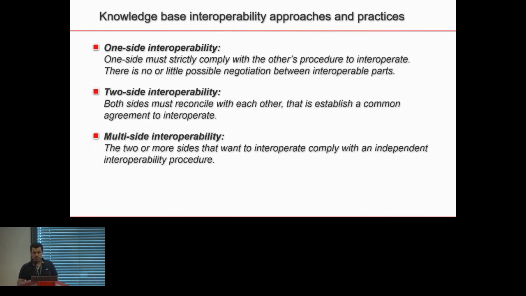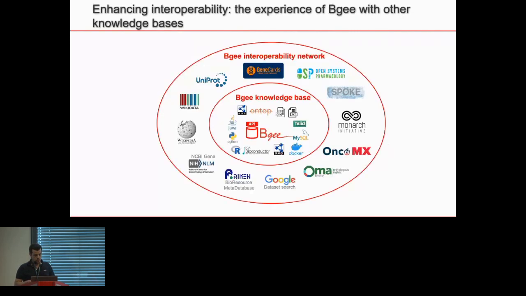To exemplify these different interoperability approaches, I will show you some use cases involving the BGee knowledge base. I will focus on three of them. This is a subset of the interoperability network currently in place with the BGee knowledge base. First, I will talk about the one between BGee and Wikimedia projects. Secondly, with GeneCards, and thirdly, with the Google Dataset Search tool.